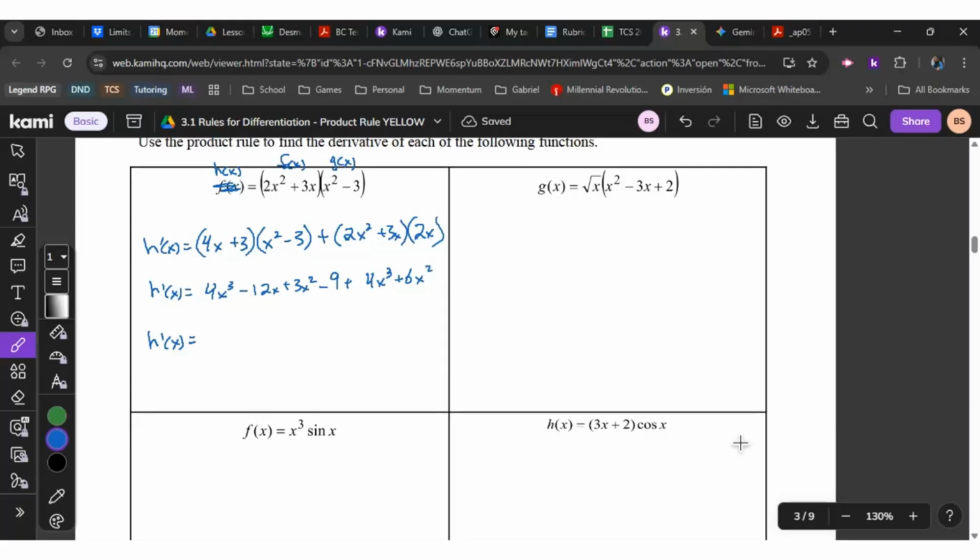So it's good practice. All right, so I put all my x cubes together. I'm going to get 8x cubed. Then I've got 3 and 6x squared, so that's plus 9x squared. Looks like I just have 12x and minus 9. And so that would be my final answer. Any questions, or does that one make sense?